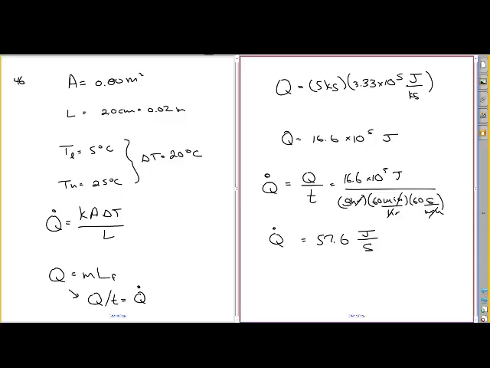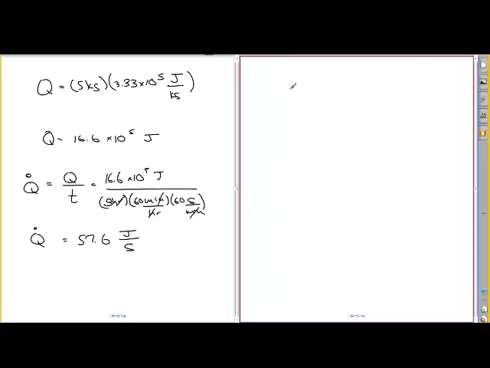Okay, now we can take this expression and solve for K. So we have Q dot is equal to K times A times delta T divided by L. So K is Q dot times L divided by A divided by delta T.